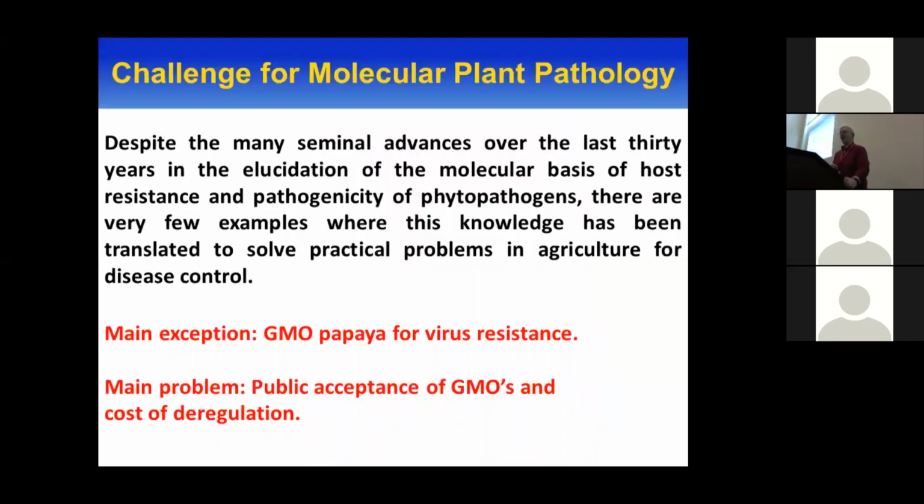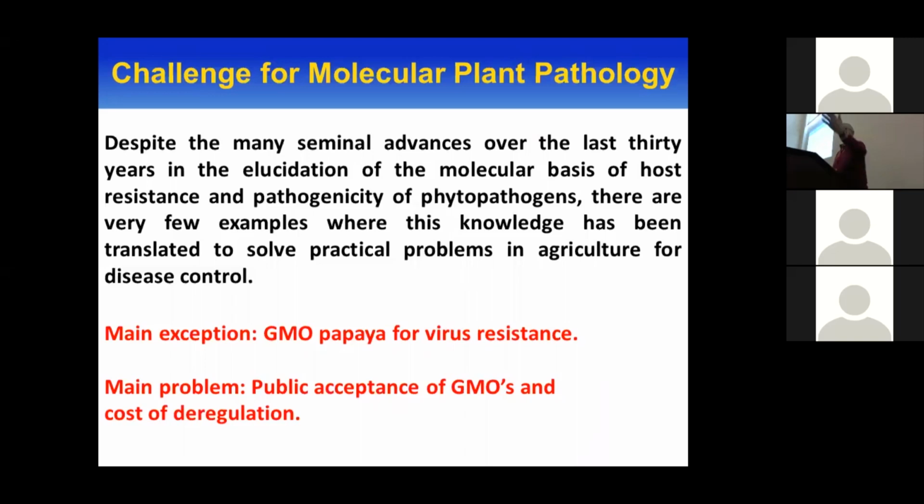So what is the challenge for molecular plant pathology? I would say, despite many seminal advances over the last 30 years in the elucidation of the molecular basis of host resistance and pathogenicity of phytopathogens, there are very few examples where the knowledge has been translated to solve practical problems in agriculture for disease control. If we could deploy GMOs right now, we could solve many of the disease-resistance problems out there.